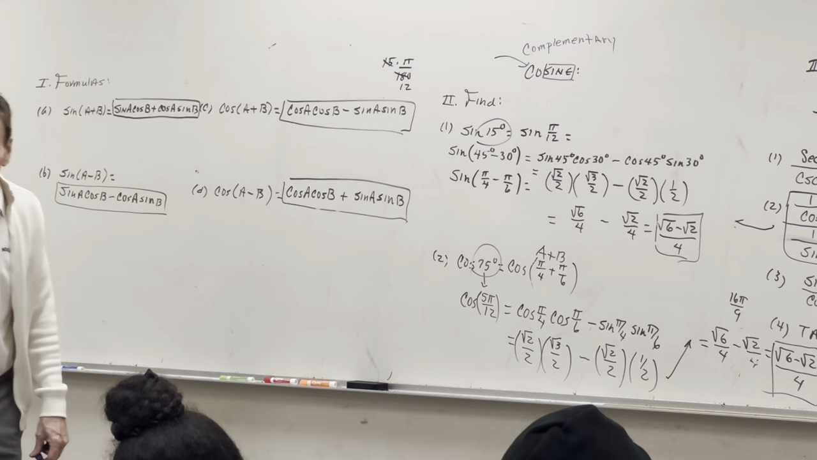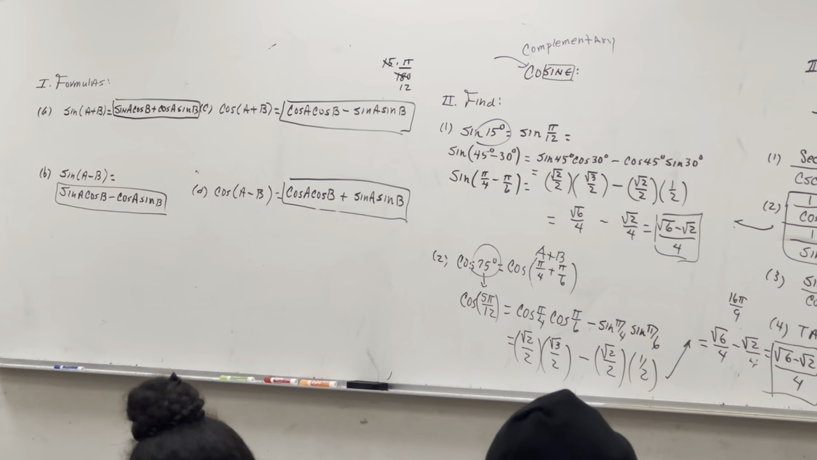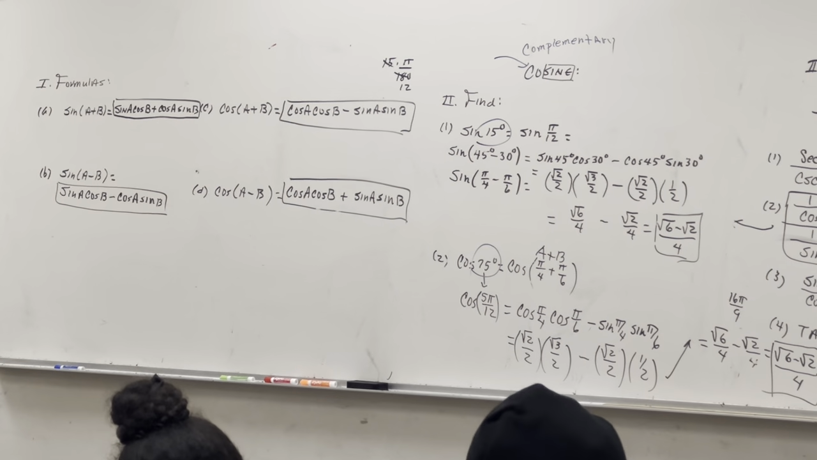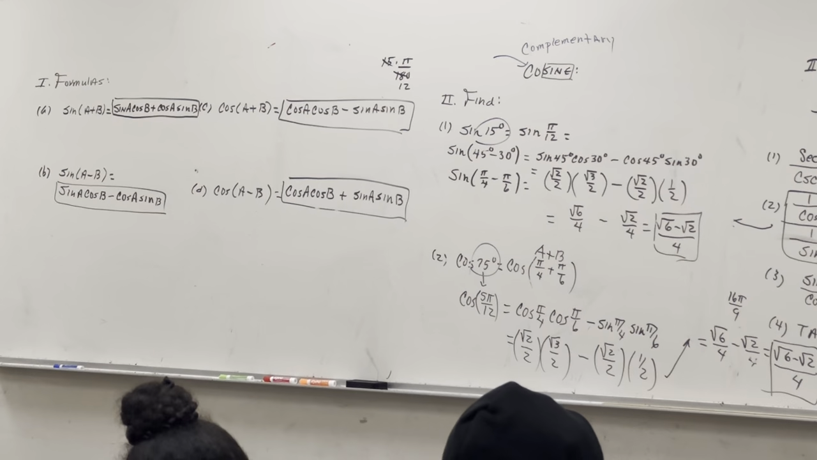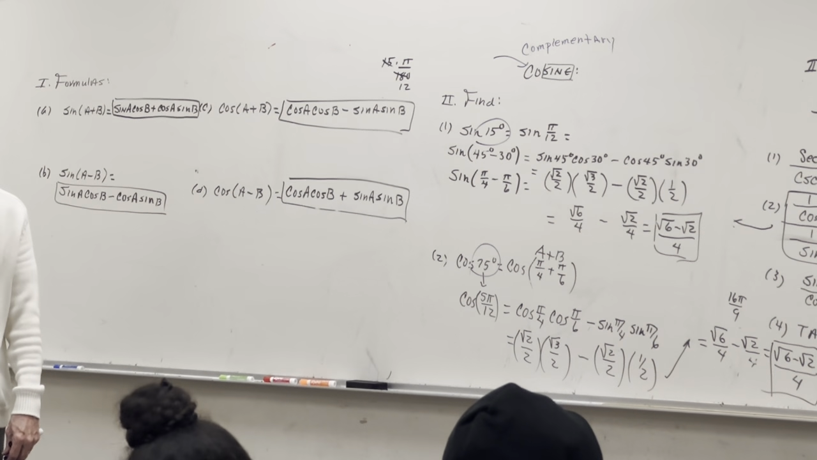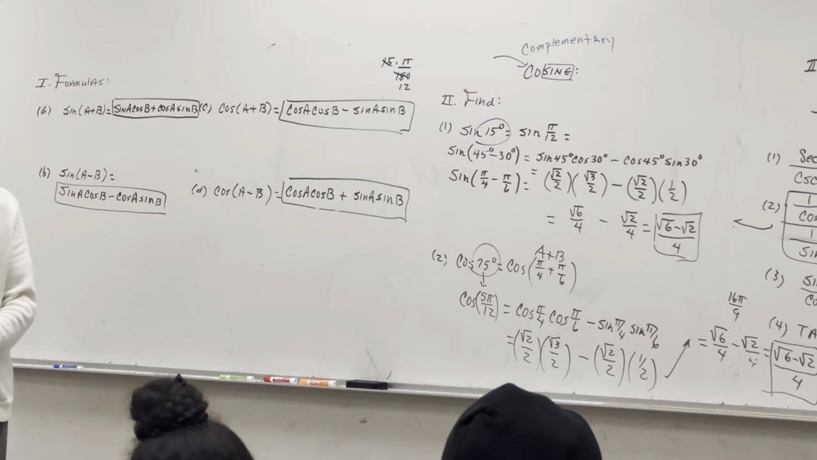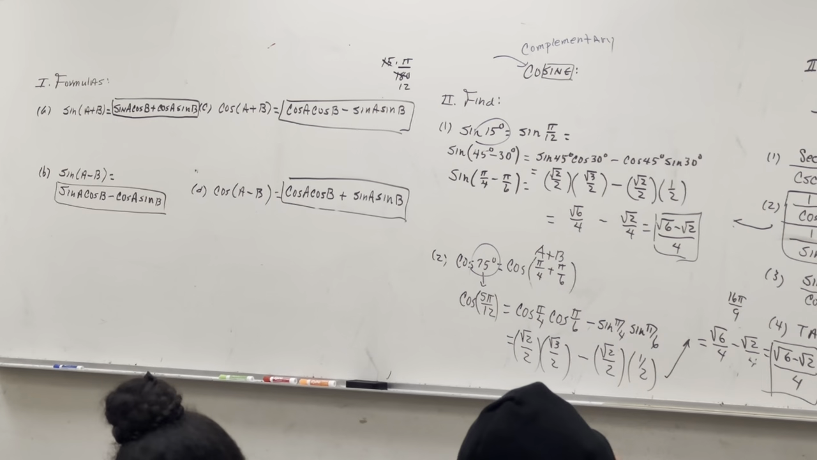The two angles should sum up to 90. If it's supplementary, they should sum up to 180. That's what the CO means in cosine. You're taking sine of the complement. Complementary angles. Who would have thought?